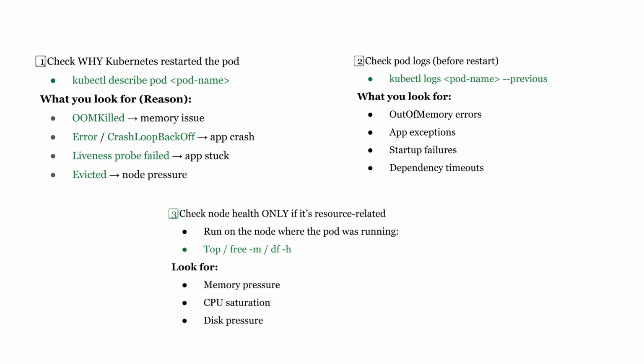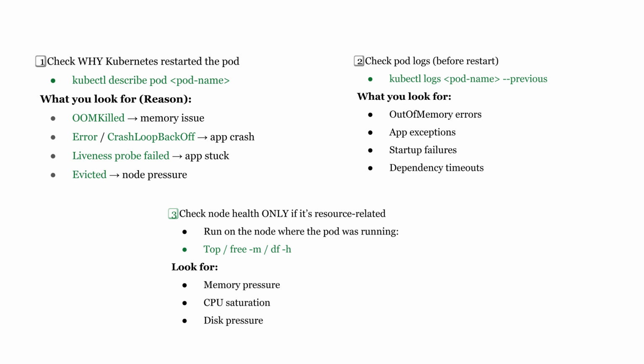Look for reasons such as OOMKilled, which indicates a memory limit issue, error or CrashLoopBackOff, which usually means the application is crashing, liveness probe failures, which indicate that the application became unresponsive or stuck, and pod eviction, which typically occurs due to node resource pressure such as memory or disk exhaustion.